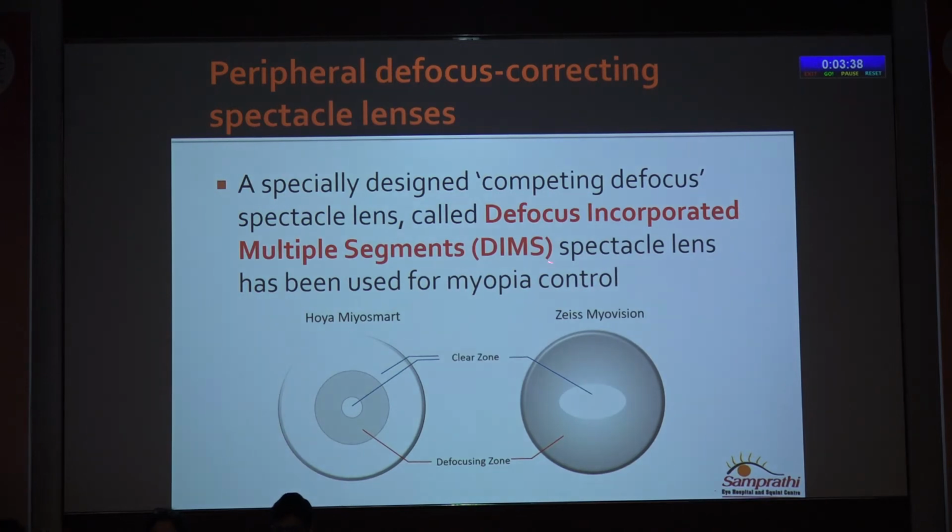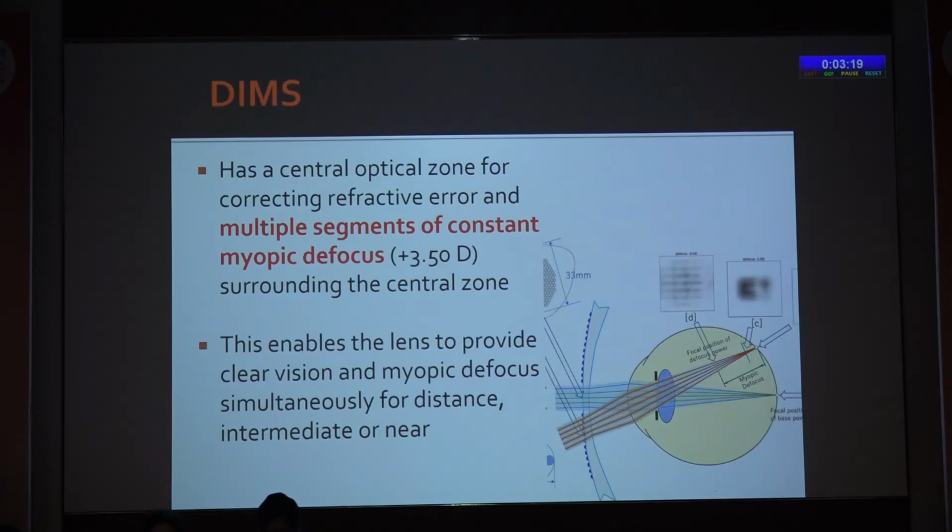Of late, there has been a lot of interest in the DIMS lens, the defocus incorporated multiple segment lens. This is based on the peripheral defocus theory, which I just discussed. Here you'll have a central area which gives the clear optical correction for the child to see, and the peripheral area is a hyperopic segment of about plus 3.5. Thereby the hyperopic defocus, which is supposed to be happening in the peripheral retina, is avoided, and this has been shown to reduce the rate of progression of myopia in many children.